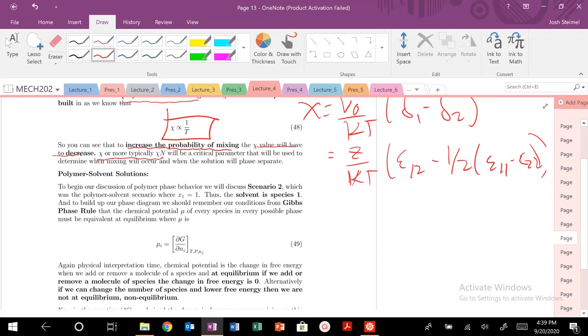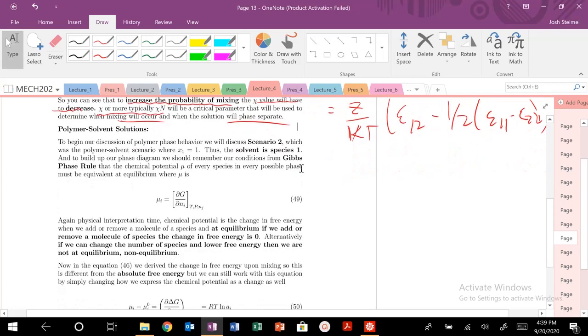So we need to figure out what is the critical chi parameter where, at different volume fractions, materials will mix or will phase separate. Just to give some background, let's look first at one type of scenario, which is a polymer solvent solution. If I'm mixing a polymer and solvent, I could set x1 or x2 equal to 1. So species 1 would be my solvent.